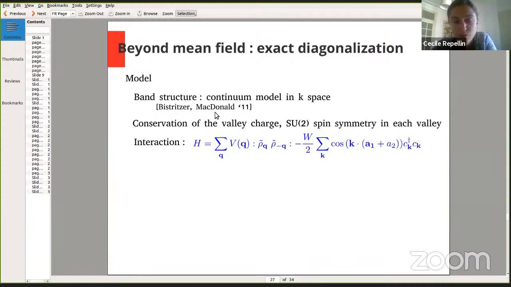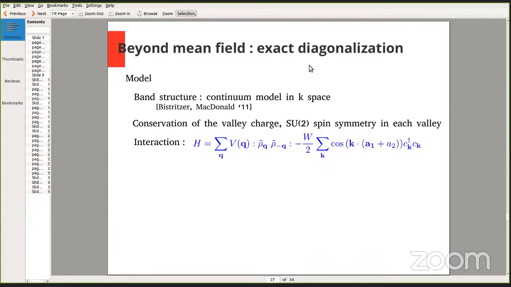Then the Hamiltonian we're using is again this Coulomb interaction, actually a screened Coulomb interaction, V of q, rho q rho minus q, where the rhos are projected onto the active band, the valence band. And then we have added a dispersion term. So this is just a kinetic energy with bandwidth W.